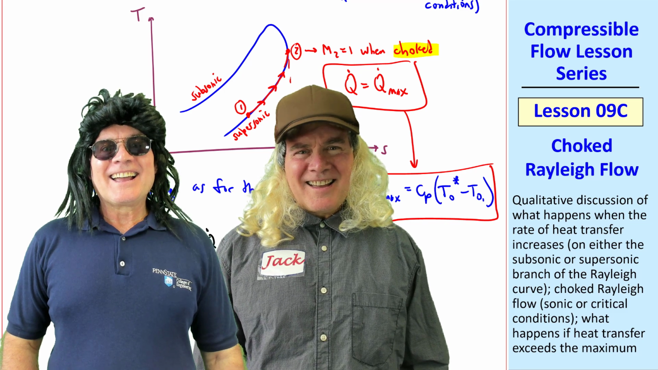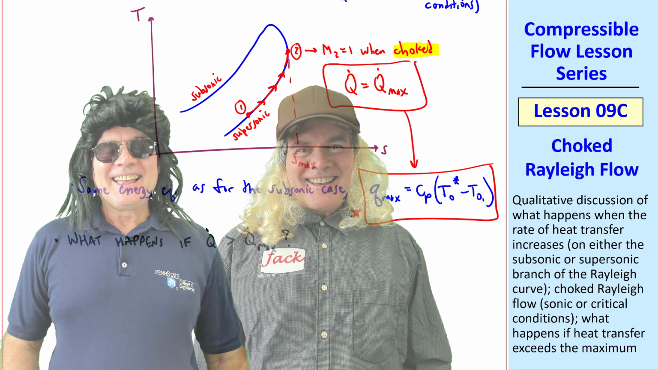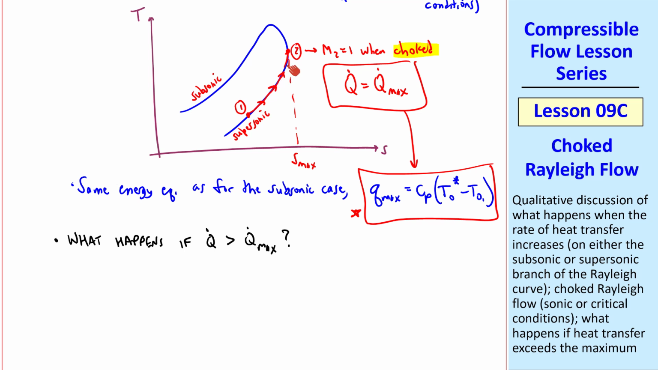Yes, Jack, that's exactly what happens. Let's think about it. If we keep adding heat and the flow is choked, we can't go to the subsonic branch along this curve because S would be decreasing, and we'd be violating the second law of thermodynamics. But we can get to the subsonic curve if we have a shock.